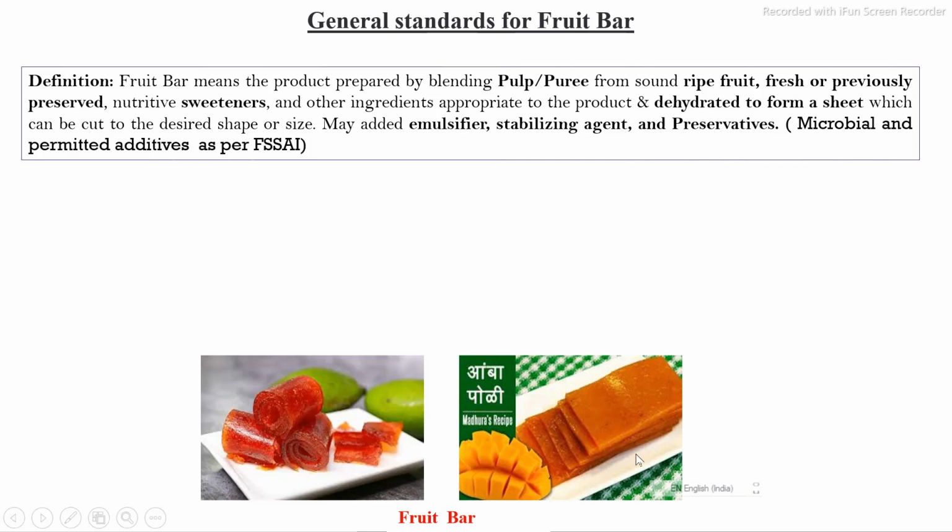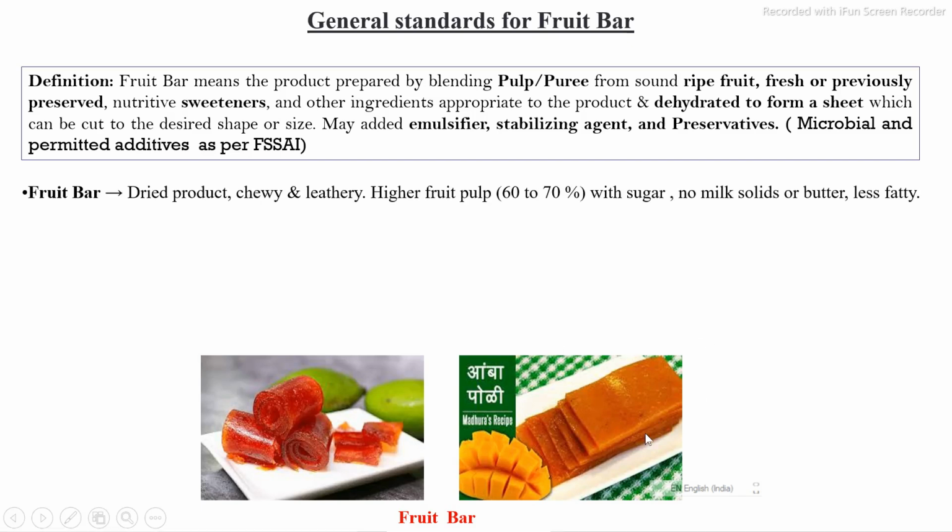A fruit bar is a very simple product in which fruit pulp or fruit puree, with the addition of a nutritive sweetener and other ingredients and additives, is properly mixed, concentrated, and dried to form a sheet. After that, the sheet is cut into the appropriate size and shape. This fruit bar contains a higher percentage of fruit pulp, about 60 to 70%, and therefore a higher nutritive value.